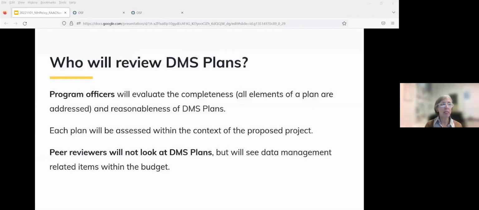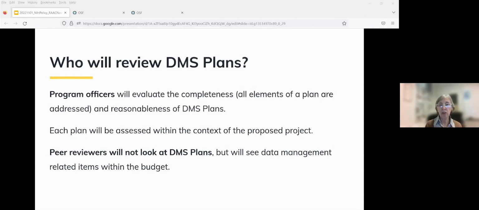Who will review the DMS plans? The peer reviewers are not going to see the plan itself. When they look at their portfolio of what they're reviewing, that's not part of it, but they will see the budgetary elements that happen to show up in relation to it.